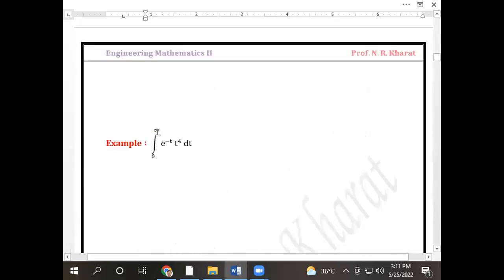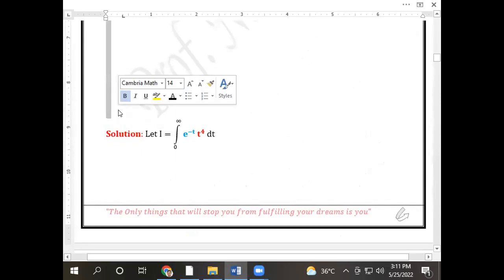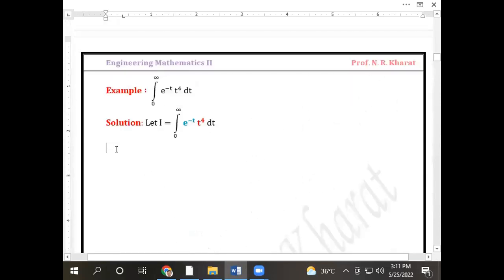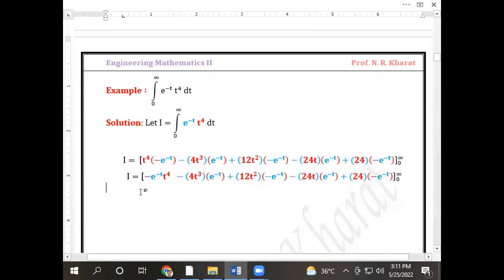Otherwise, how do we find the solution of such a function? Here is another example. The solution of this example is 4 factorial. This is the first step. The second step is to take the integration. After integrating, we take the minus sign common, or rearrange the terms, and put in the upper and lower limits. We get a final answer of 24, and 24 is nothing but 4 factorial. That is, 4 into 3 into 2 into 1 is the solution of such an example.